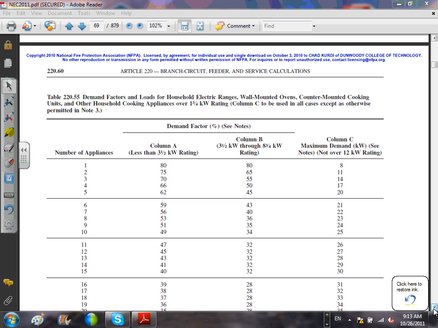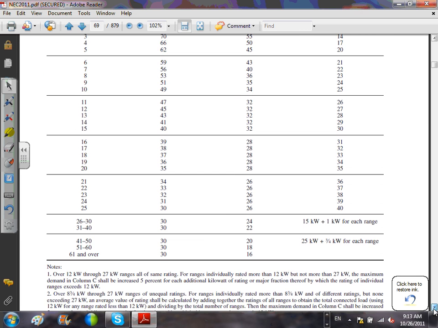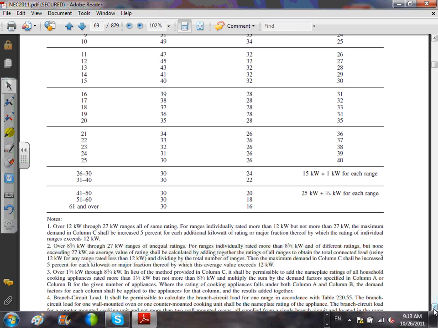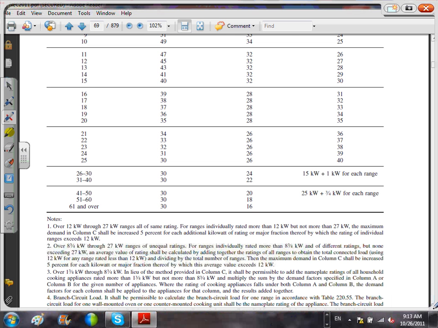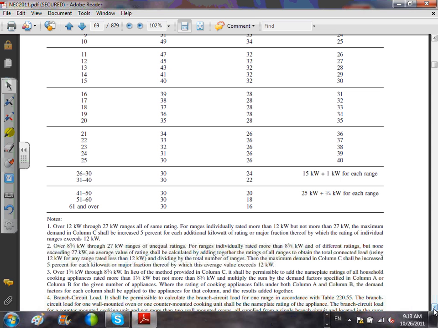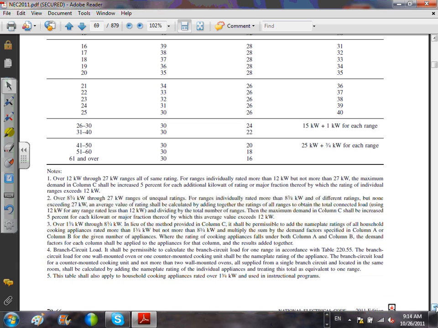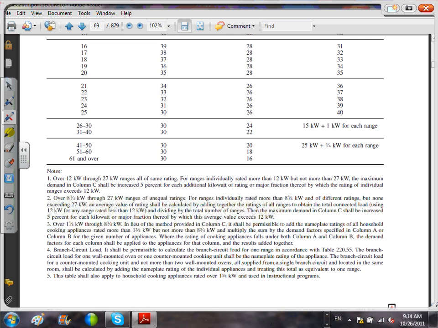If they're more than 12, I want to take you guys to note number 1 and note number 2. I'm going to go directly to the notes underneath, right here. I want you guys to look at these notes, very important. All the stuff that we were doing, guys, everything we have done so far, is actually note number 3.